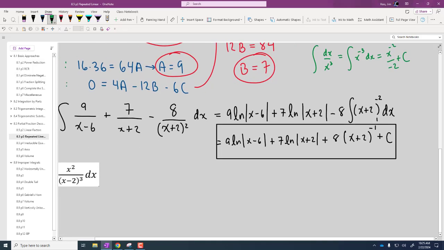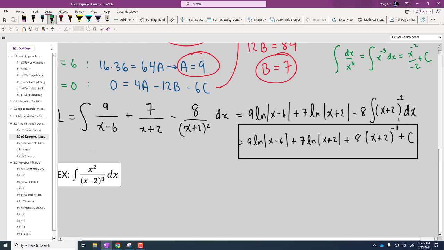And now on this one here, you could rewrite this and put it as 8 over x plus 2 if you wanted. And you can move it back into the denominator.